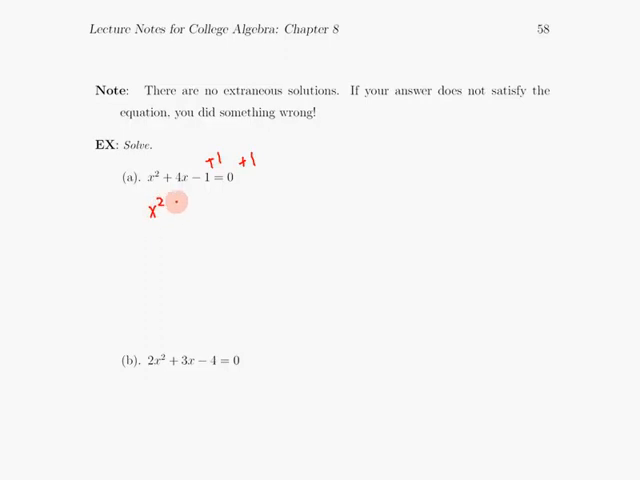I have x squared plus 4x. I will leave a blank here to fill in, and I have a 1 on the right-hand side. Now the question is, what goes right there? I remember I take 4, divide it by 2, and I get 2. I always divide it by 2. Then I take the 2 and I square it. That gives me 4. So that's what I'm going to add to both sides. A 4 and a 4.